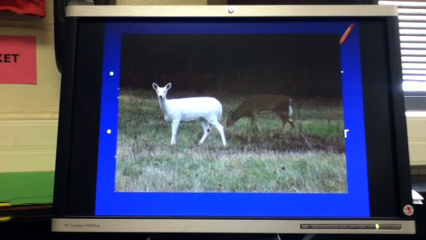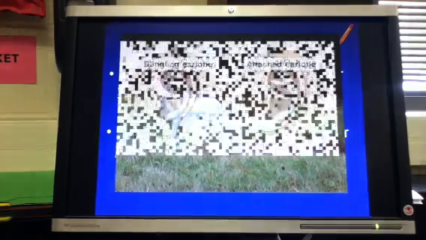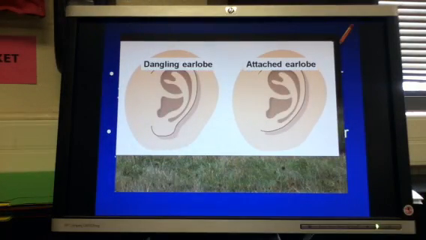Okay, for instance, you see the picture of the two deer here. The one on the left obviously has white fur, the one on the right with brown fur, but they are the same species. And look at this picture. You've got two human ears, which some of us have either one of these. We have the dangling earlobe that's right here, and then we have the attached earlobe that is right here. And if you don't know, take a few moments, look in the mirror after you're done with your notes and see what kind you have.